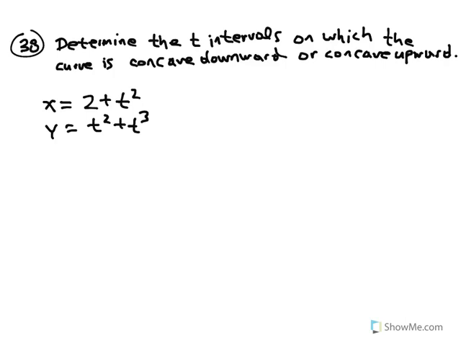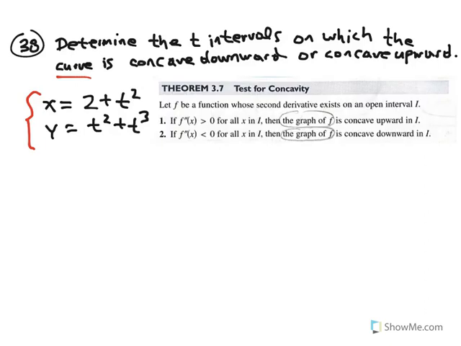Number 38, determine the t intervals on which the curve is concave downward or concave upward, and we have a set of parametric equations describing our curve. Yesterday we reviewed concavity, and there is a test for concavity. If the second derivative is positive on an interval, then the graph of the function is concave upward on that interval. If the second derivative is negative on an interval, then the graph of the function is concave downward on that interval. So we have to analyze the sign of the second derivative.